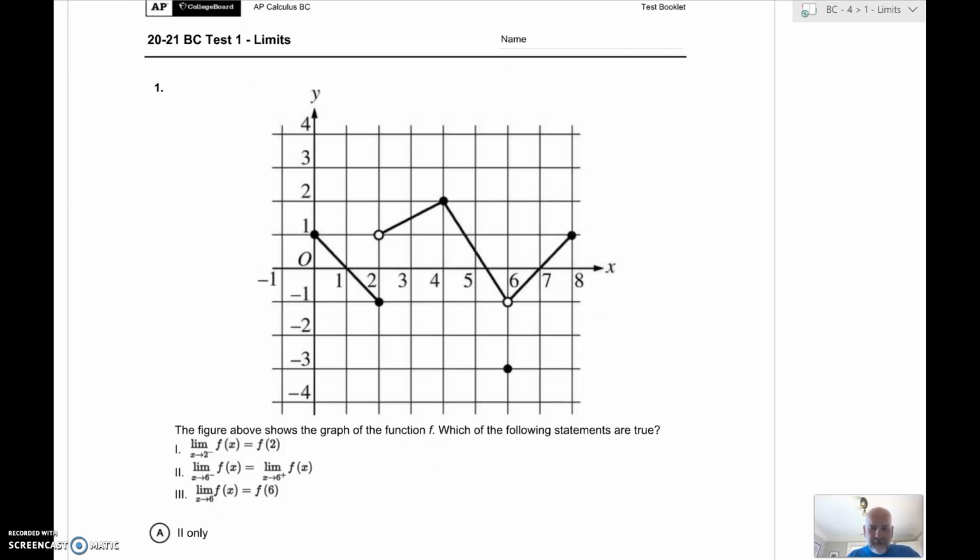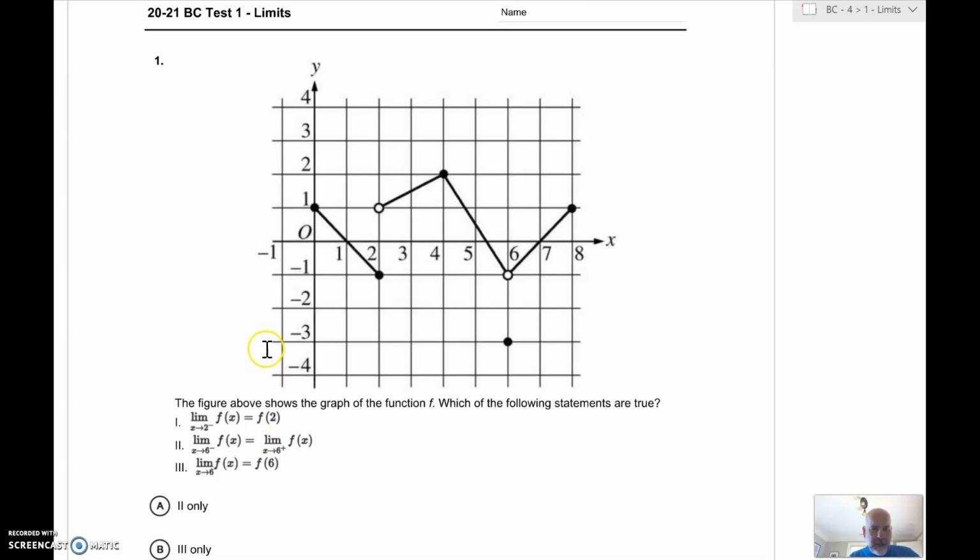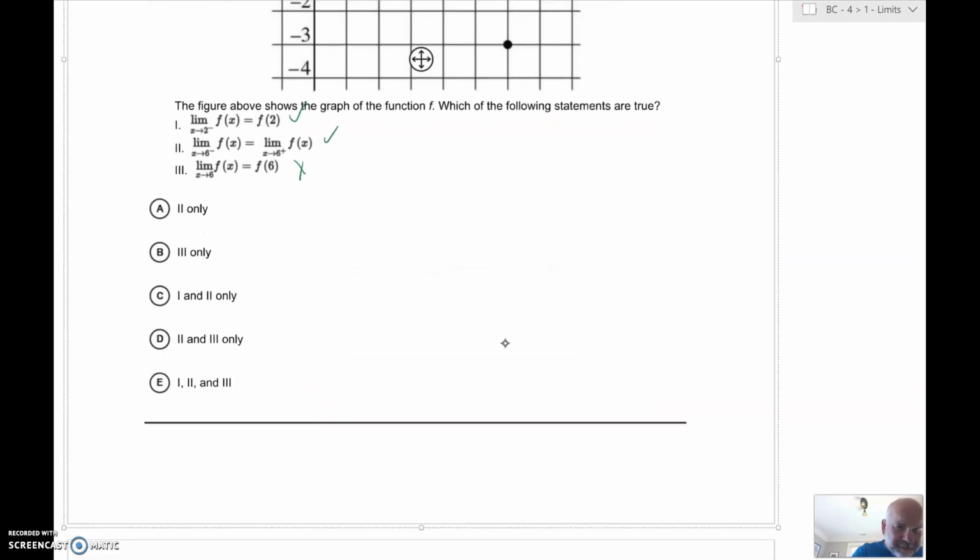The figure above shows a graph of the function f. Which of the following statements are true? As you approach 2 from the left, that's exactly the same as the y value you get at 2. That would be true. As you approach 6 from the left on the function, that's the same thing as if you approach 6 from the right on that function. That would be true. The limit as x approaches 6 of f of x, which would be -1, because you're getting closer and closer to -1 on both sides, is equal to the y value actually at 6. No, I don't think so. Correct answer looks like C.